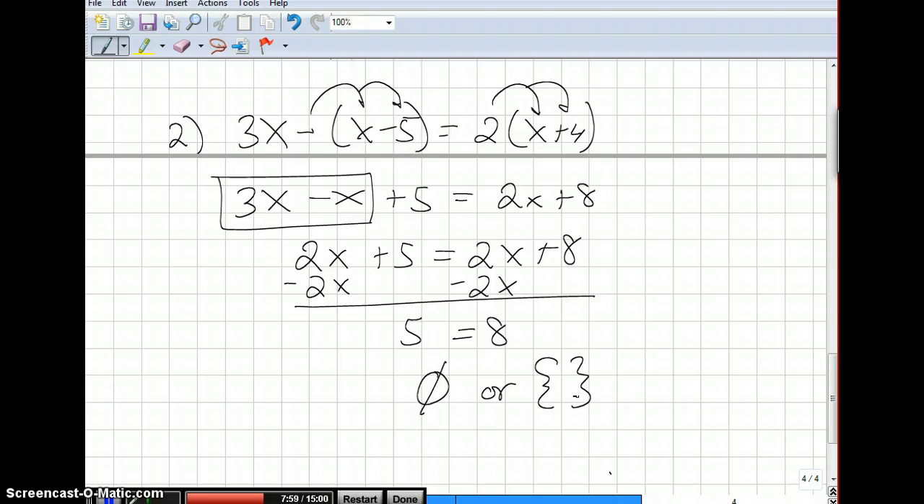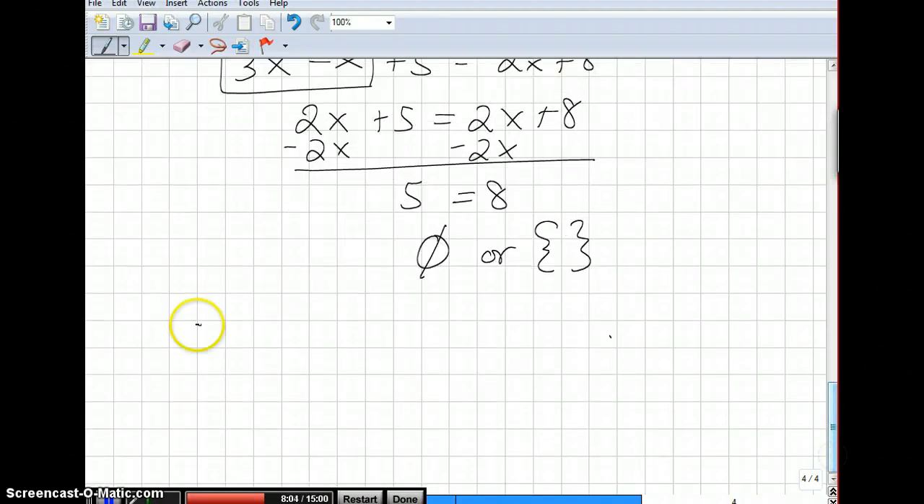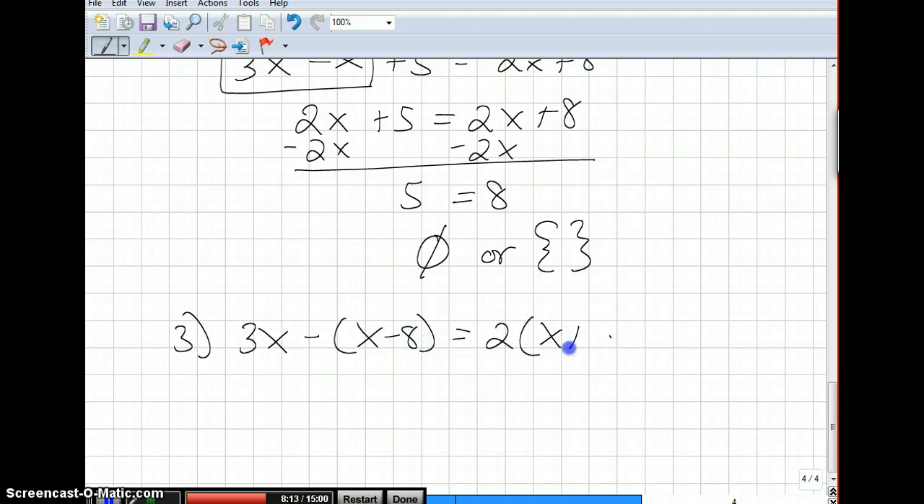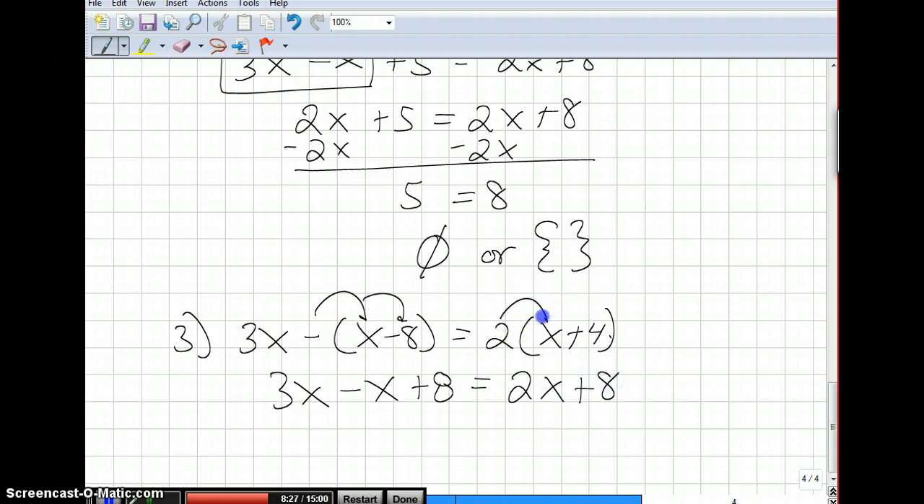All right, let's try another one. Example 3. 3x minus the quantity x minus 8 equals 2 times the quantity x plus 4. Again, distribute the negative. Distribute the 2. Okay. Then collect like terms.